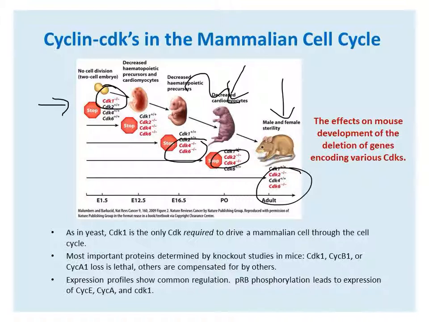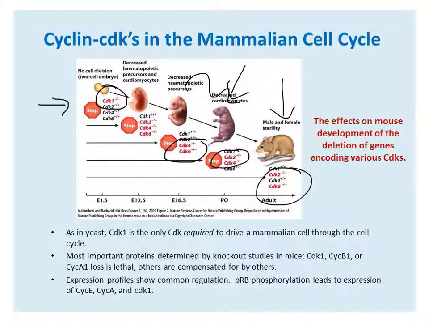CDK1 appears to be the most essential, and the different CDKs appear to have some overlapping functions, which CDK1 appears to compensate for somewhat. So even though we have all these different CDKs, CDK1 appears to be the most essential due to how lethal the loss of CDK1 is.